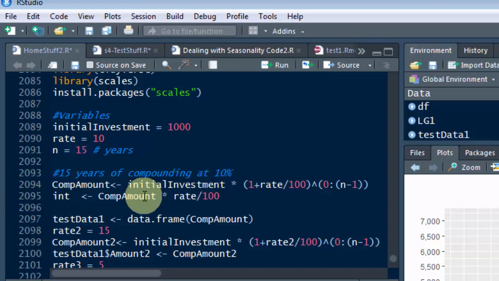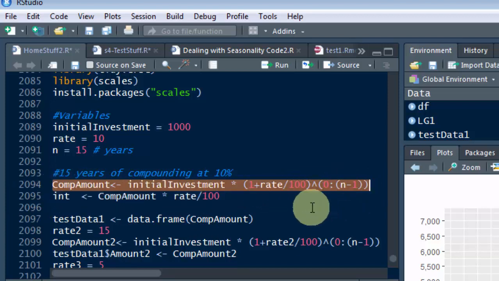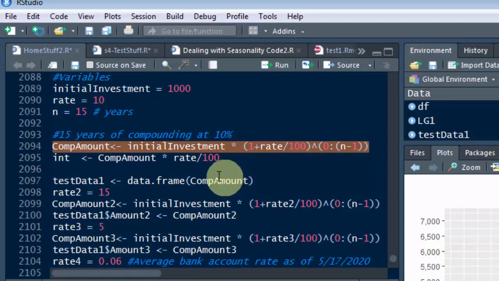Now, the compound amount we take from there, and we multiply it by rate divided by 100 to get the interest, if you wanted to see what the interest amount was. We're not going to focus so much on that. The main thing here is this line right here, which we just discussed. And then I want to have 15%.